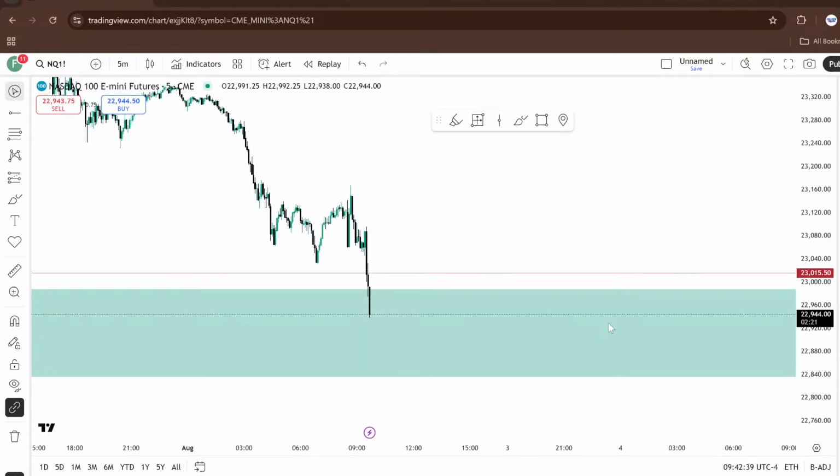That green box is a 1 hour wick. It's a wick on the 1 hour time frame, which I'm potentially using as a fair value gap.